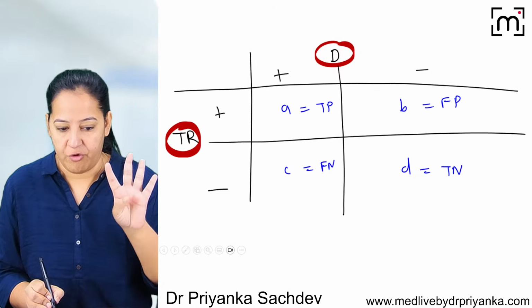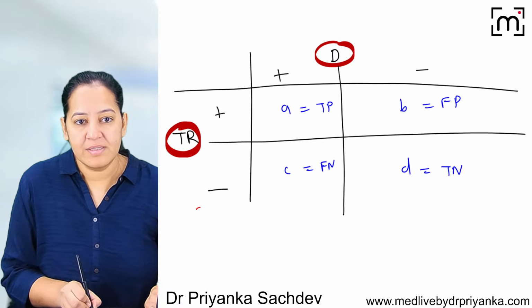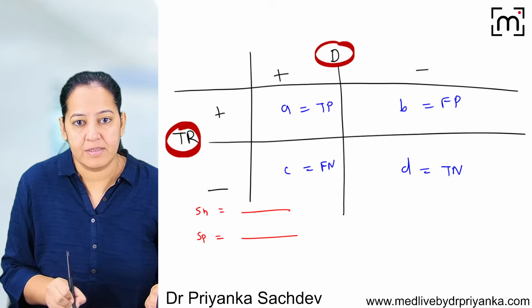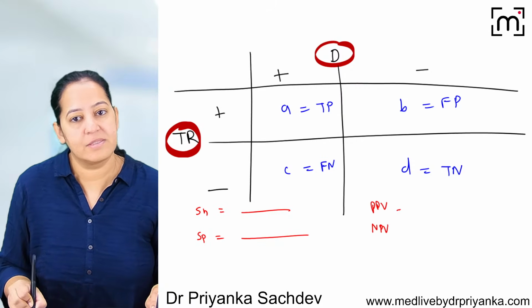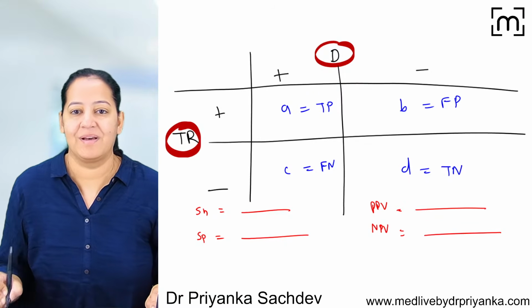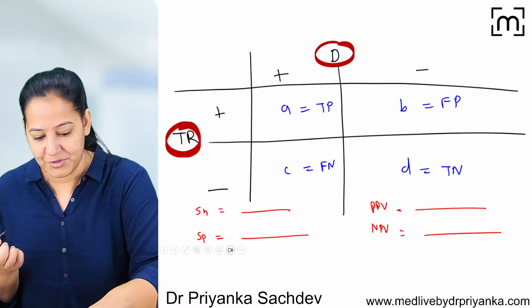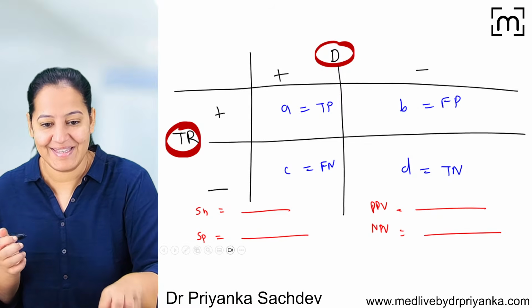Now say the 4 formulas. What are the 4 formulas? What is sensitivity? What is specificity? Tell me these 2 formulas. What is positive predictive value and what is negative predictive value? Start from the beginning. Who will help me to write the formulas? It's very easy if you understand.